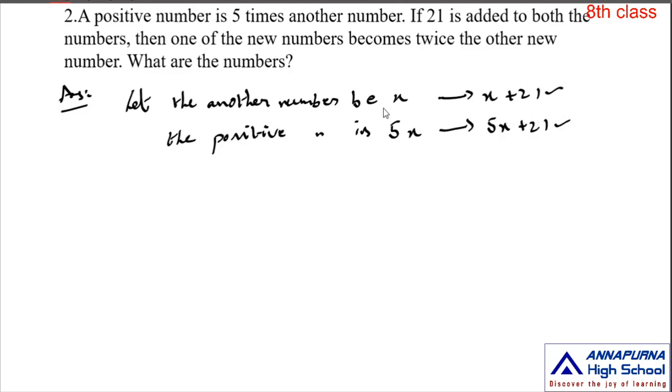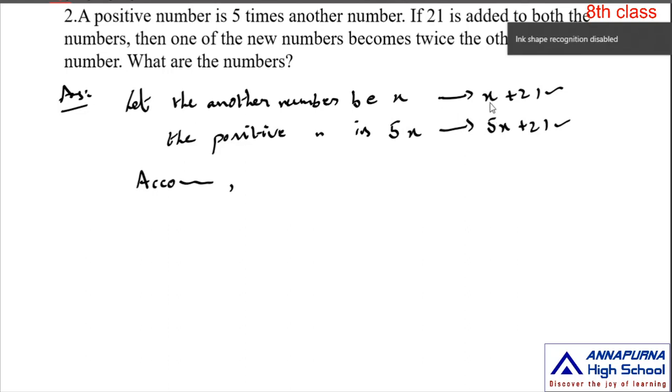When you add this 21 to these two numbers, according to the question, one of the new numbers becomes twice the other new number. So out of these two new numbers, one number becomes twice the other new number. So which number is twice the other number? Just guess. So this one, x plus 21, is twice the 5x plus 21.